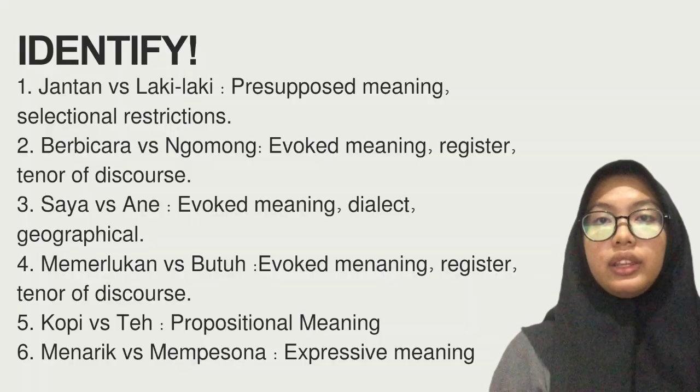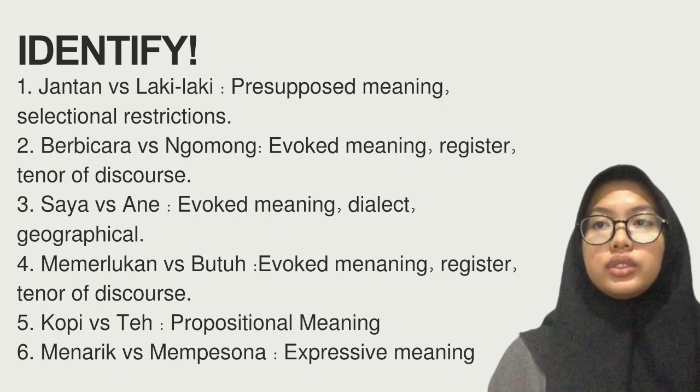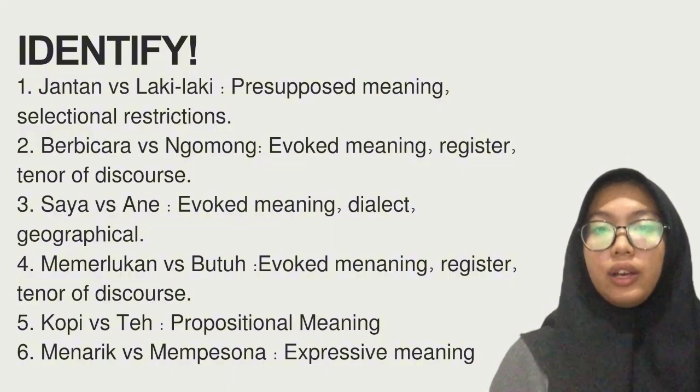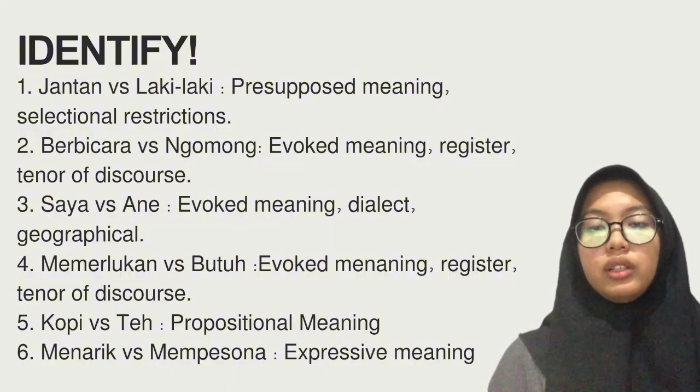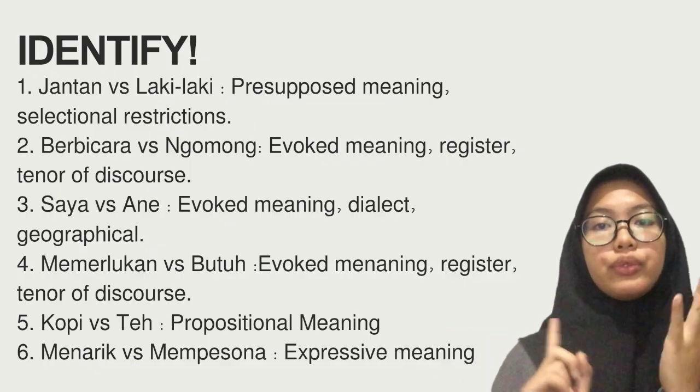In this part, I will identify the types of meaning from several word pairs. We can still use the four types of meaning that I have explained before, which are propositional, expressive, presupposed, and evoked meaning. The first pair is the words jantan and laki-laki. It belongs to presupposed meaning, especially selectional restriction. Both words refer to male, but they are used in different contexts. Jantan is usually used for animals, but laki-laki is used for humans.